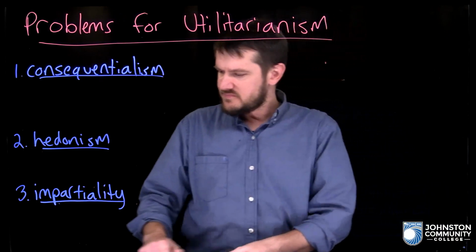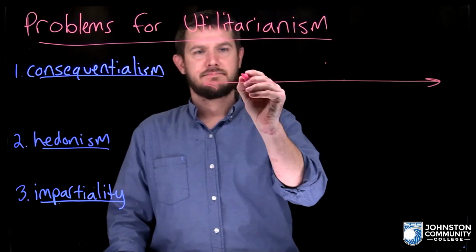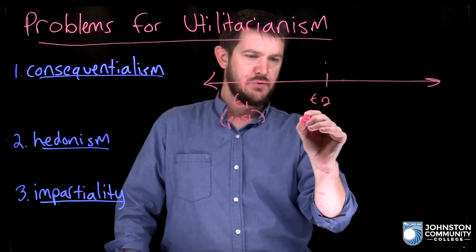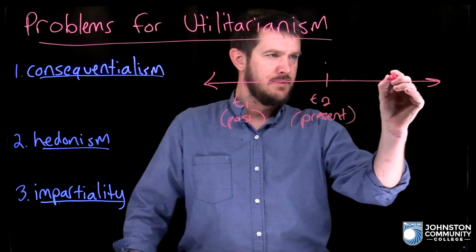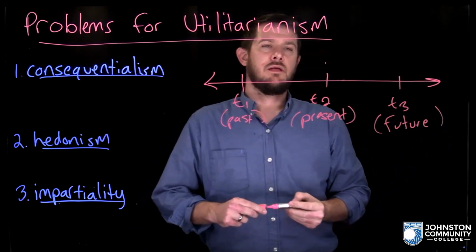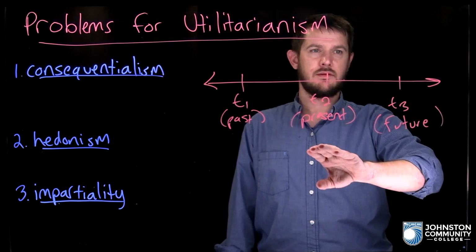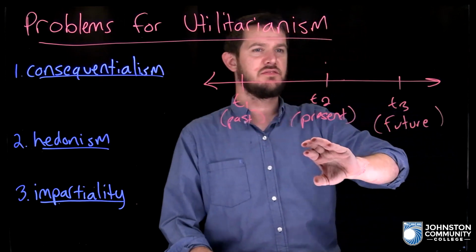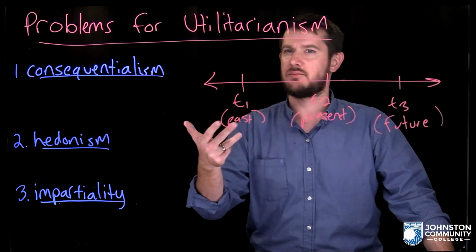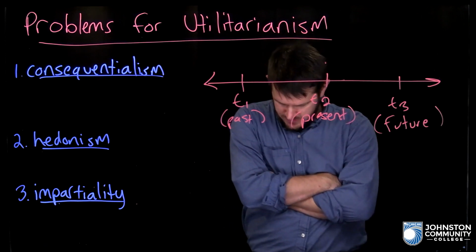So think about it this way. If you have a timeline, where time 1 is the past, and time 2 is the present, and time 3 is the future. What the consequentialist thinks is that the morality of our conduct at time 2 depends entirely on the consequences of that conduct at time 3. That anything that happened at time 1 is irrelevant to assessing the morality of our conduct. But if you think about it, there are going to be some problems for that view.